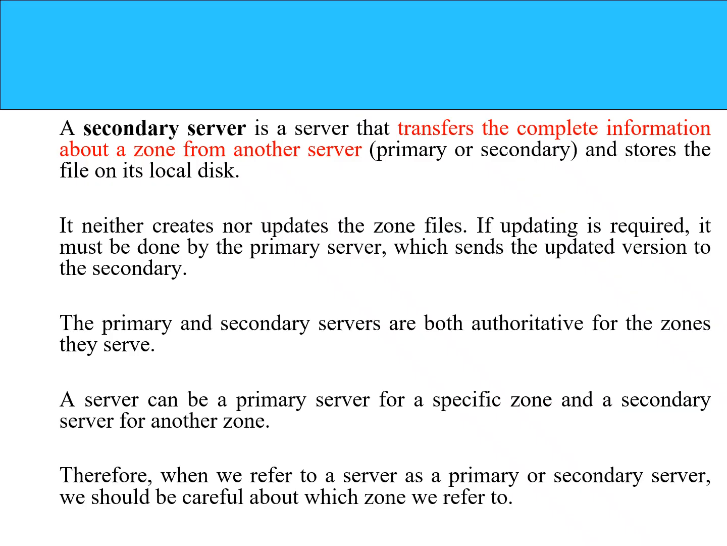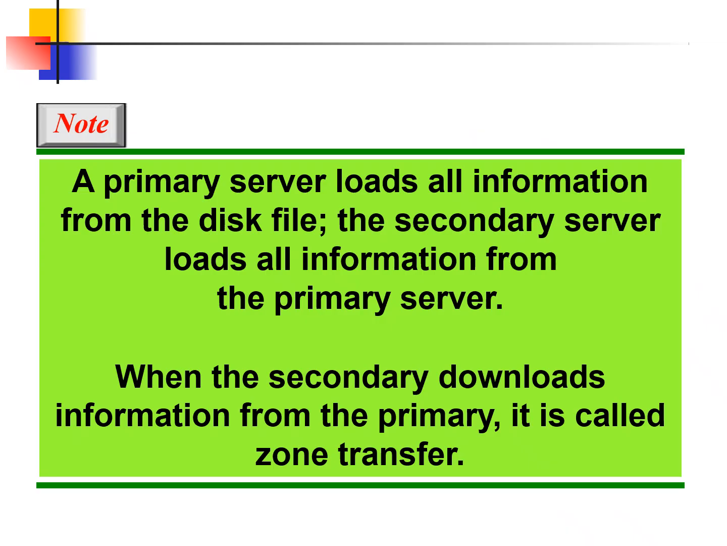The primary and secondary servers are both authoritative for the zones they serve. A server can be a primary server for a specific zone and a secondary server for another zone. Therefore, when we refer to a server as a primary or a secondary server, we should be careful about which zone we refer to. A primary server loads all the information from the disk file. The secondary server loads all the information from the primary server. When the secondary downloads information from the primary, that process is called a zone transfer.